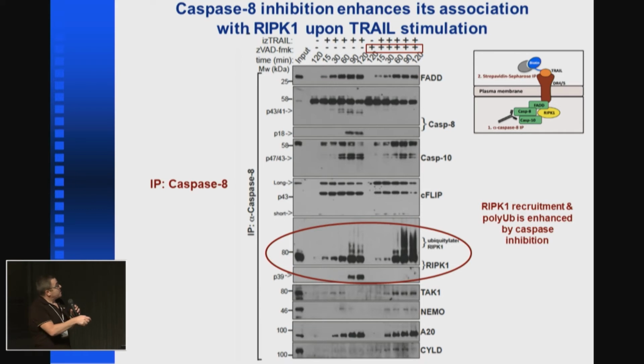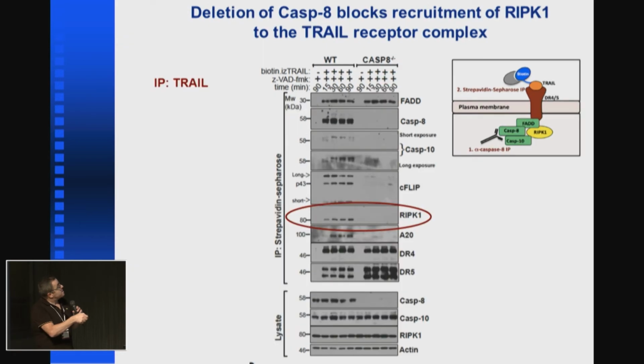And if you want to know more details, the paper was published early this year, but this is a little bit of the proof. When we do immunoprecipitation of either the TRAIL receptor directly or the caspase-8 molecule to look at the details of complex assembly, when we inhibit caspase activity, we get far better TRAIL or RIP kinase 1 recruitment to the receptor. And in caspase-8 null cells, when we pull down the receptor, essentially nothing else comes to the receptor except for FADD, the adaptor protein. FADD comes and nothing else.